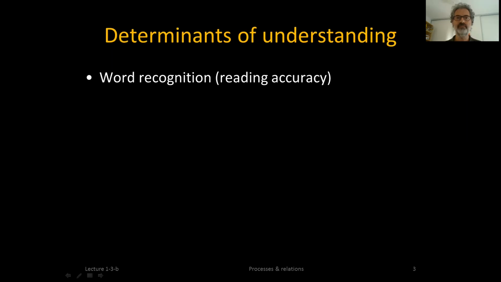So what determines how well you understand? Well, obviously, first of all, in order to understand something that you read, you have to be able to recognize the words that you're reading. So reading accuracy is very important in order to be able to understand anything. Once you recognize the words, you need to know the meanings of the words. So having a good vocabulary is important for being able to understand what you read.